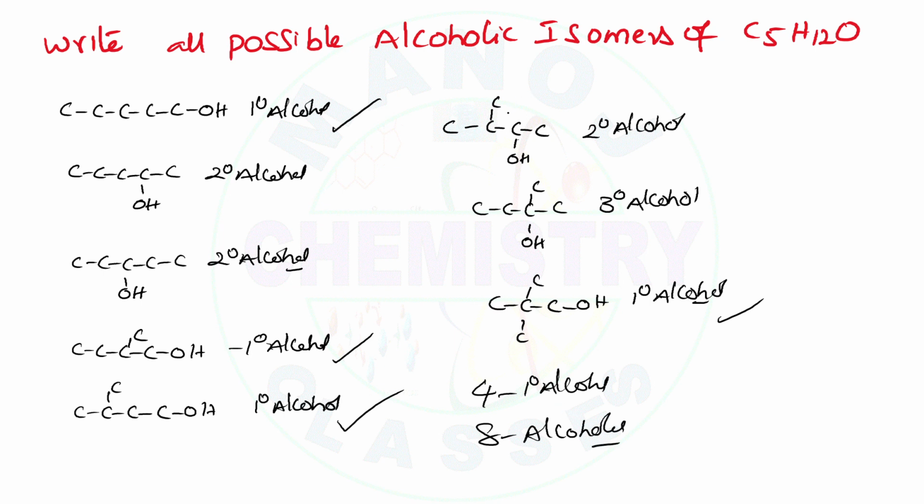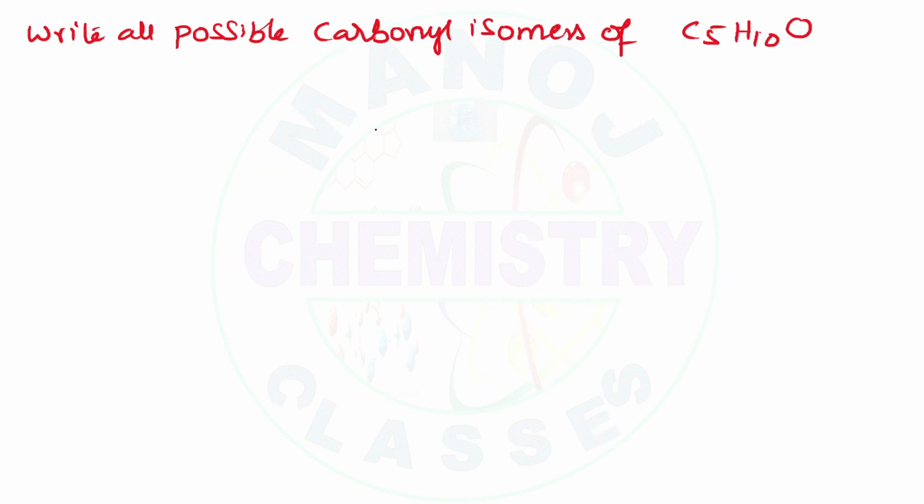So as here they mentioned only alcoholic isomers, that's why I discussed only alcoholic isomers. I didn't discuss any other isomers. Clear? So here to write the possible carbonyl isomers, they are asking only carbonyl isomers. What is meant by carbonyl? Either the keto group or the aldehyde group. So I want only keto group or aldehyde group. Those are called carbonyl isomers.